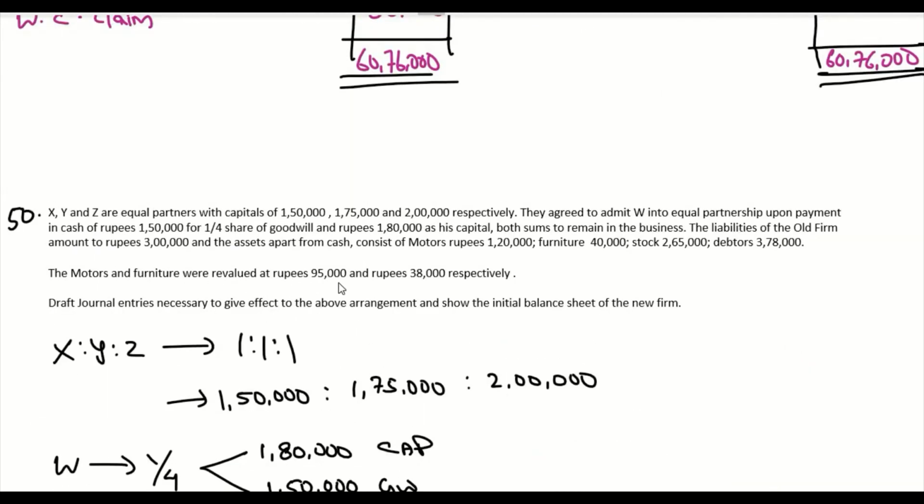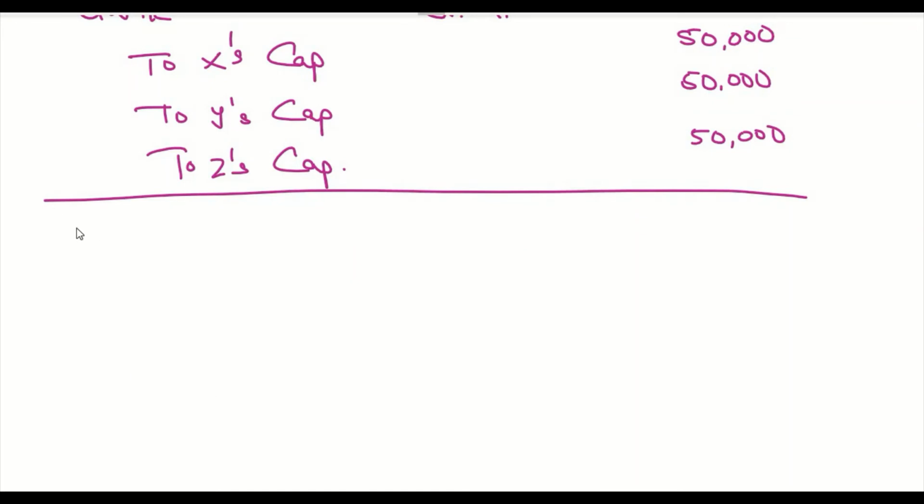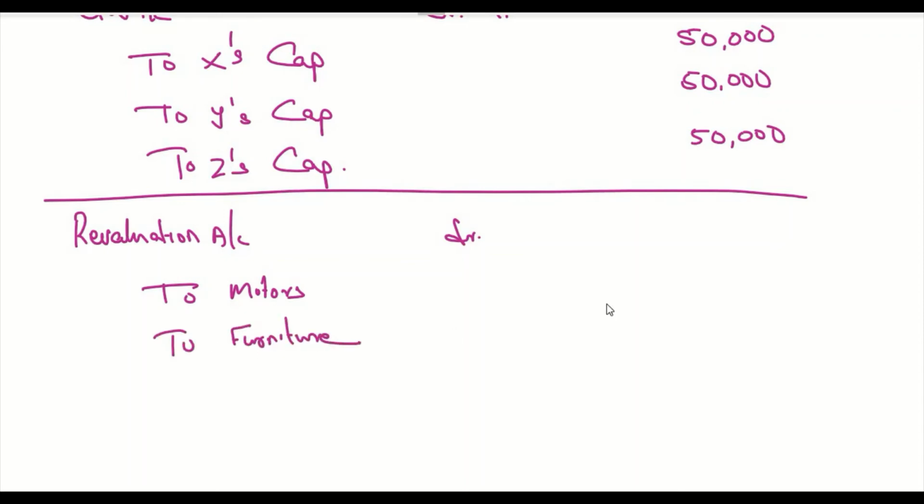The motors and furniture were revalued at rupees 95,000 and rupees 38,000 respectively. So there is a revaluation account here. So revaluation account debit to motors, to furniture. So motors, it is 25,000, furniture, it is 2,000. So revaluation account, it's going to be 27,000.